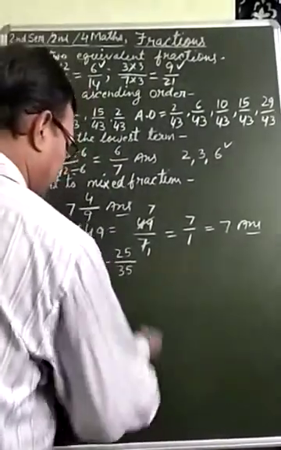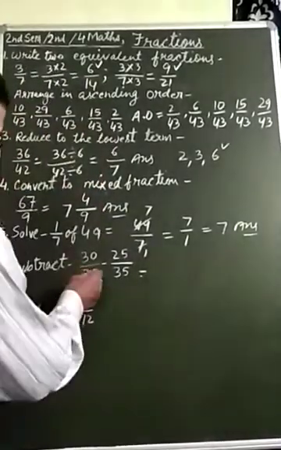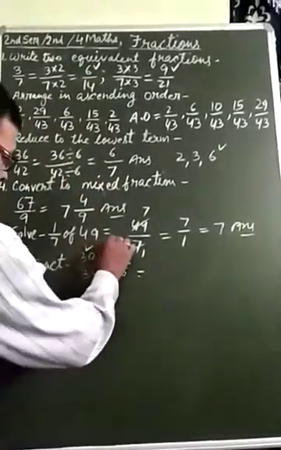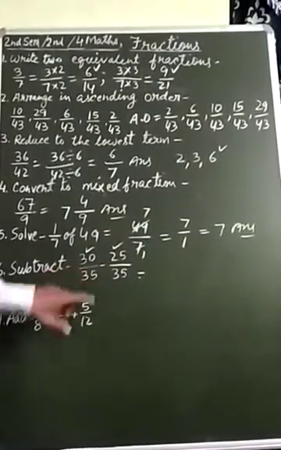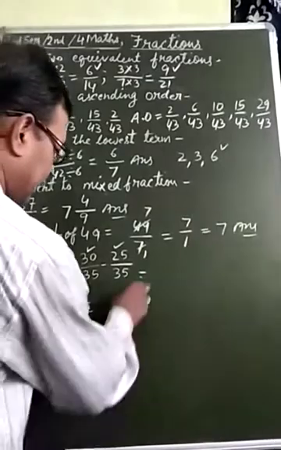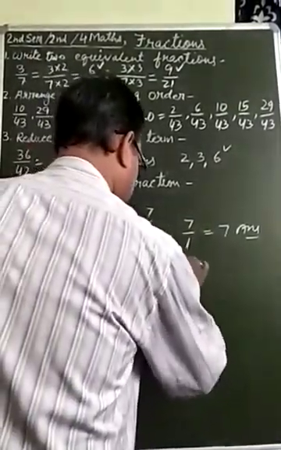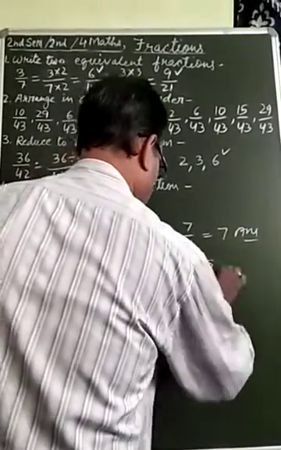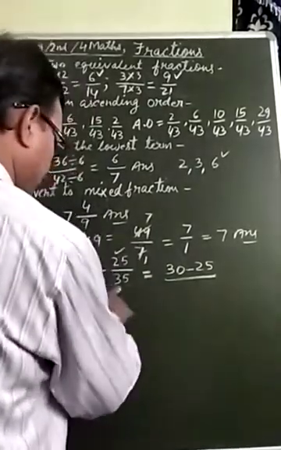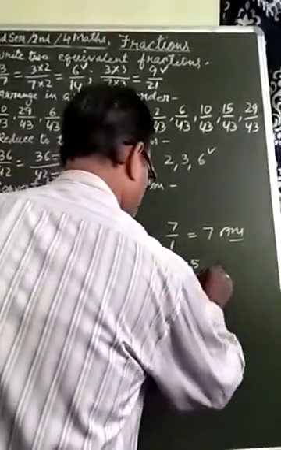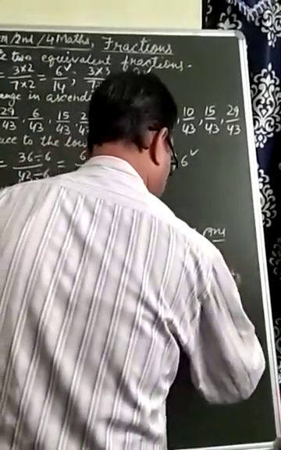Children, question number 6 is subtract 25 by 35 from 30 by 35. Children, to solve this, look at the fractions. This fraction and this fraction both are like fractions because their denominators are same. So if fractions are like, to subtract them we will simply subtract the numerators. This is 30 and this is 25. 25 we will subtract from 30 and common denominator we will write below. So we are getting here 30 minus 25 will give 5 by 35.